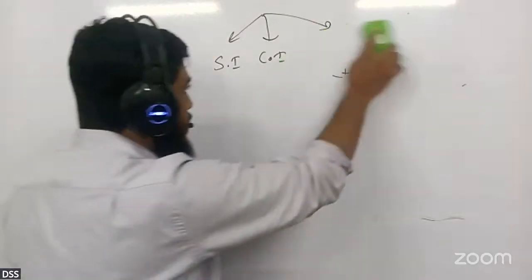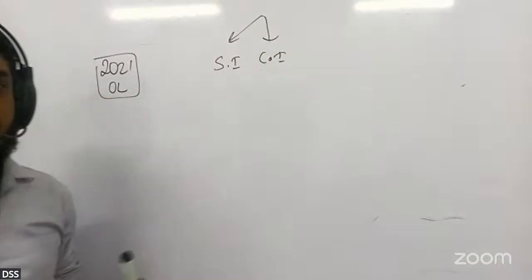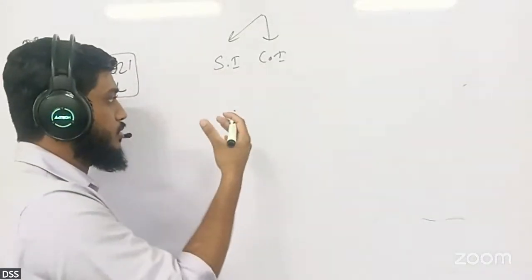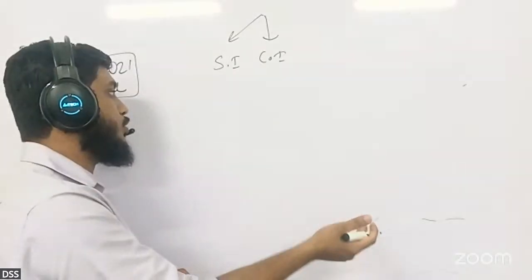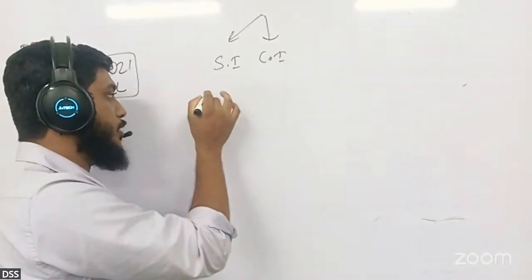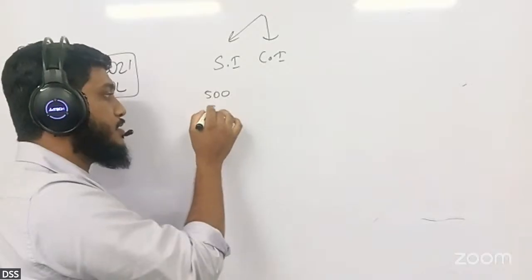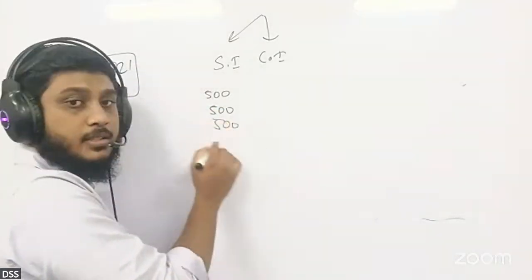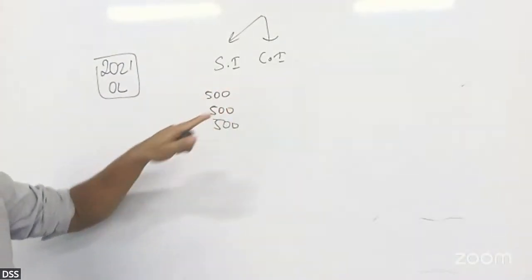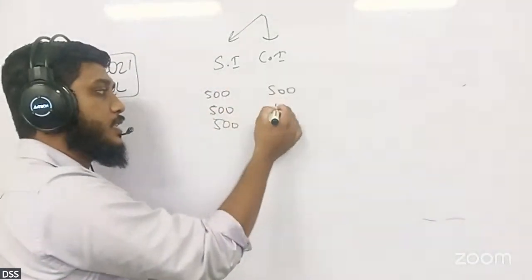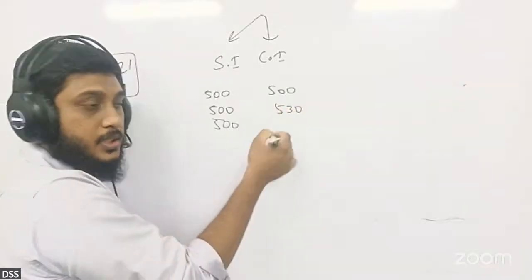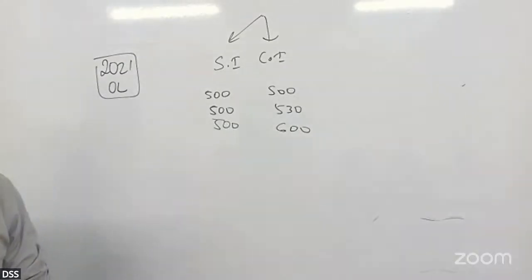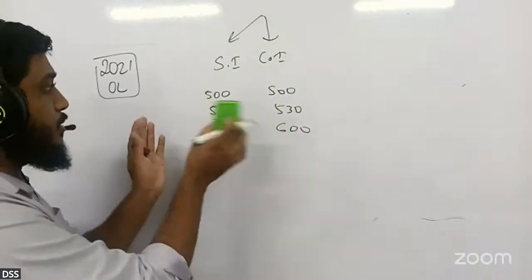The meaning of simple interest, children, is that every year you have to pay the same amount. For example, say you're taking a loan or depositing some amount. Simple interest means if the first year you get 500 rupees, the second year also you will get 500. Third year also you will get 500. Every year the same amount. Compound interest means if the first year you get 500, the second year you will get 530, third year something like 600. It will keep on increasing. So this is the difference between simple and compound interest.